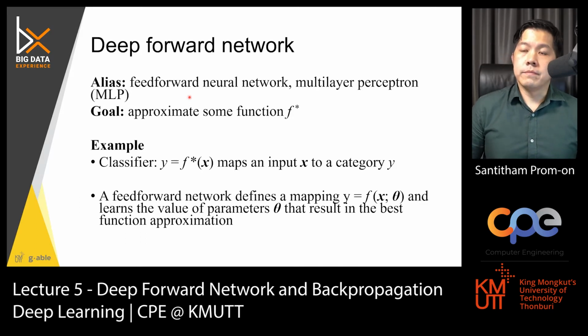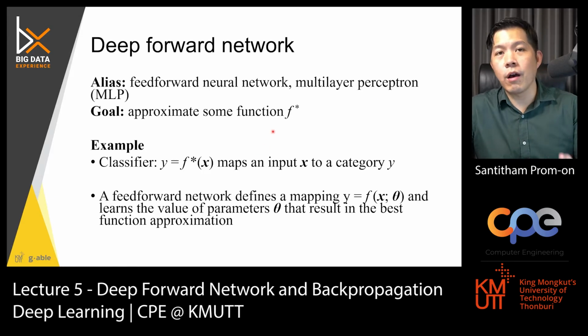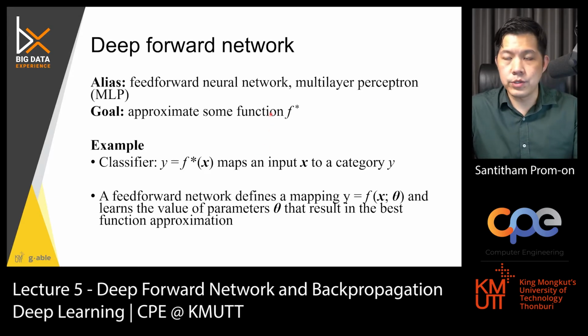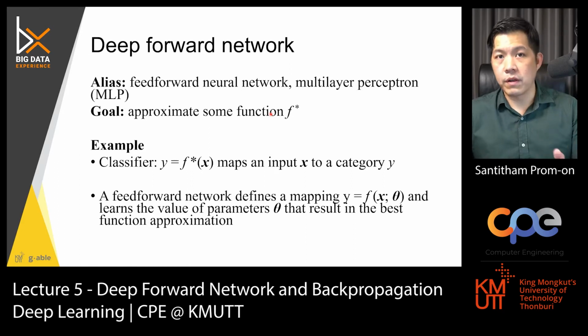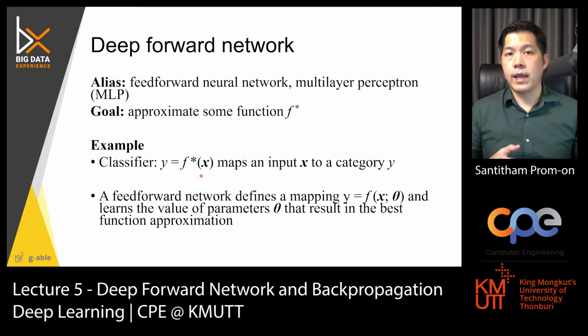It is called the feedforward neural network, or multi-layer perceptron in 1990. The idea of the model is to approximate a function. I used to call this a functional model, because you are creating a model that describes a functional mapping between input and output. For example, you can create a classifier y = f*(x), when you have x and y as input and output, and then you are trying to learn the function f that could map between the two.